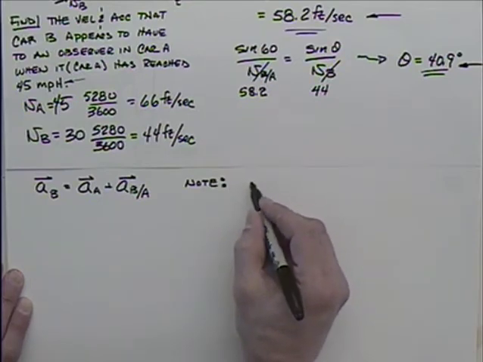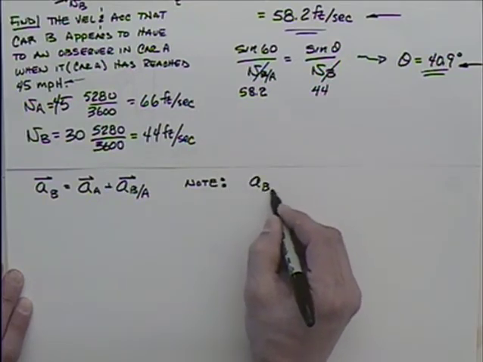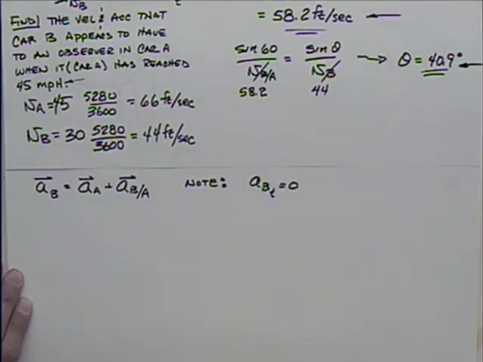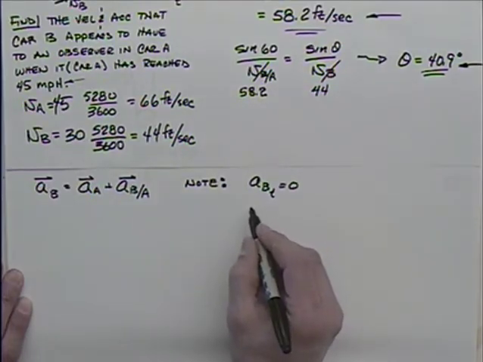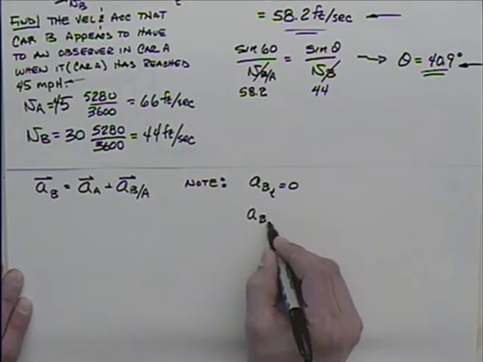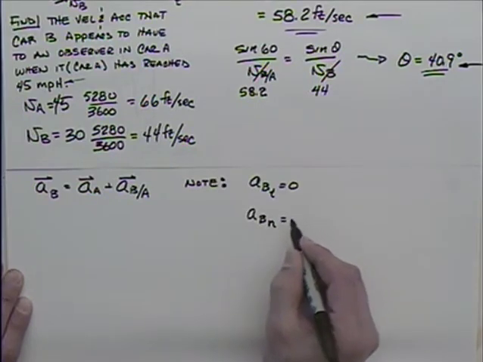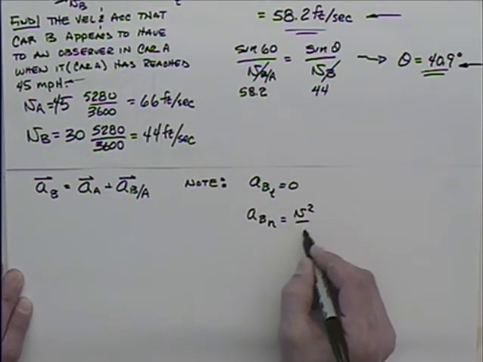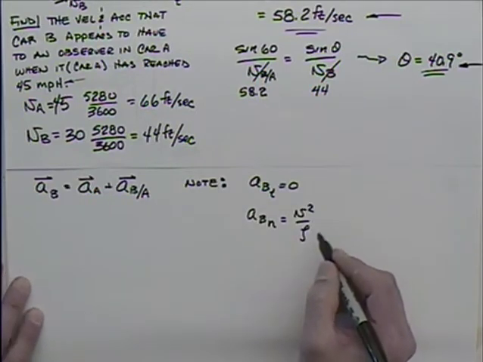We've got that the acceleration of B in the tangential direction is equal to 0. That comes from constant velocity. But we said that B is still accelerating by virtue of going around that corner. So we know that the acceleration of B in the normal direction is going to be v squared divided by rho, the radius of curvature, isn't it?